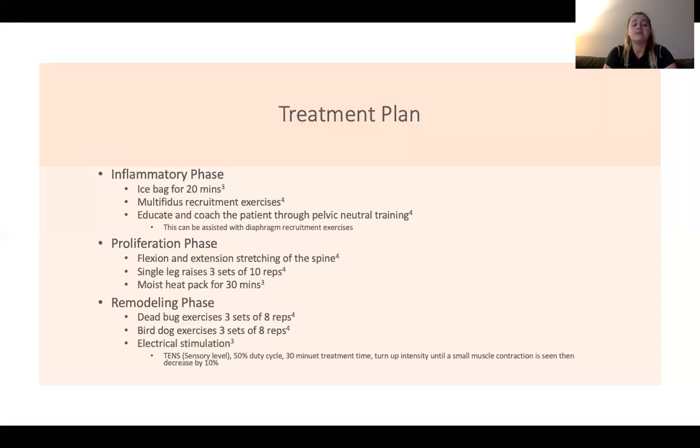We're going to go with a sensory level type TENS with a 50% duty cycle, a 30-minute treatment time. And again, we're going to turn up the intensity until a small contraction is seen, and then we're going to decrease the intensity by 10% so that we just get those sensory effects and help control some pain that might be going on during the remodeling phase.